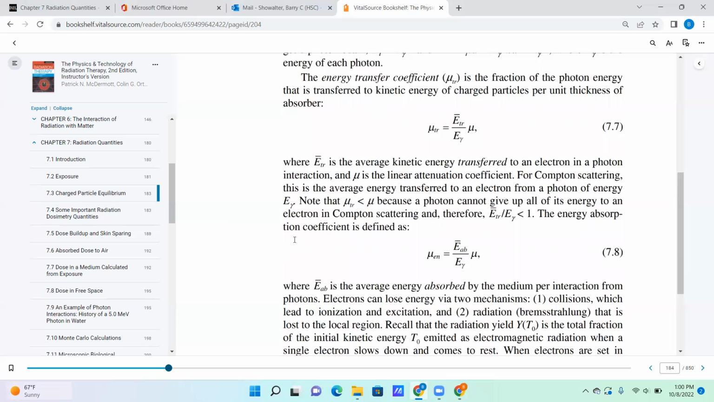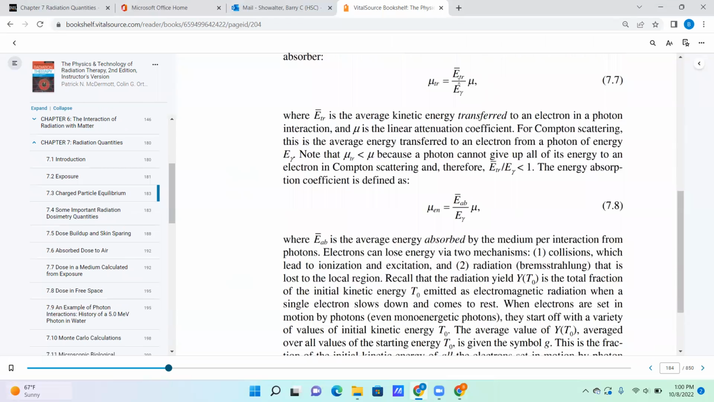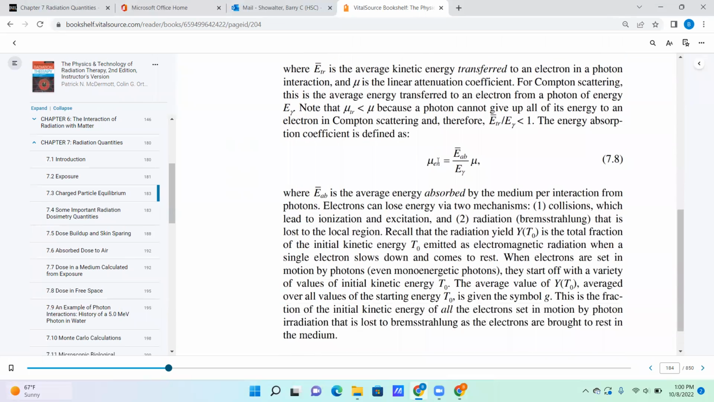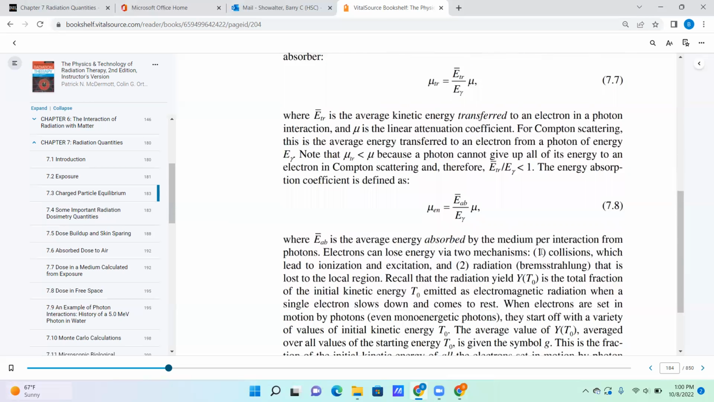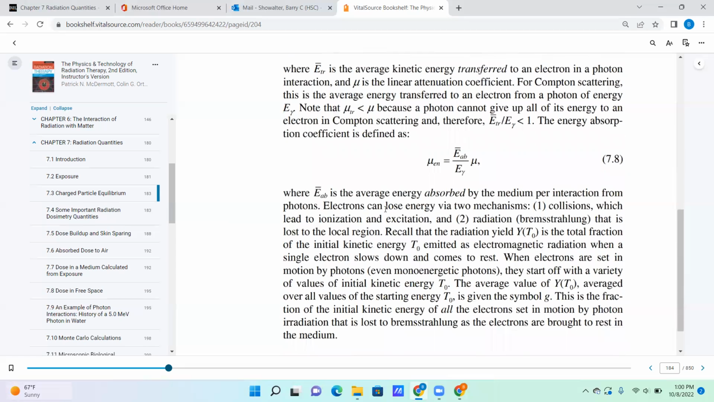The energy absorption coefficient is going to be defined as this. So you've got either energy that's being transferred to an electron, or you've got energy that's being absorbed. And so you've got the absorption coefficient, and then you've got the transfer coefficient. Electrons can lose energy via two mechanisms, either by collisions, which lead to ionization and excitation, or radiation that is lost to the local region.